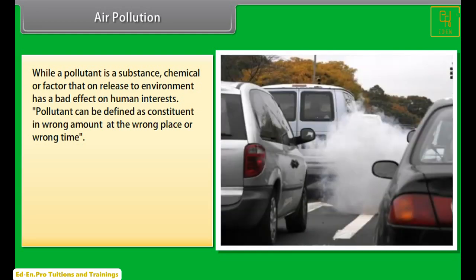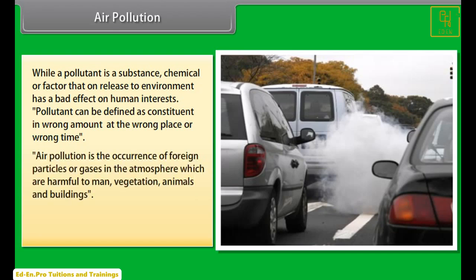A pollutant can be defined as a constituent in the wrong amount at the wrong place or wrong time. Air pollution is the occurrence of foreign particles or gases in the atmosphere which are harmful to man, vegetation, animals, and buildings. Air pollution is caused mainly due to combustion of fossil fuels.